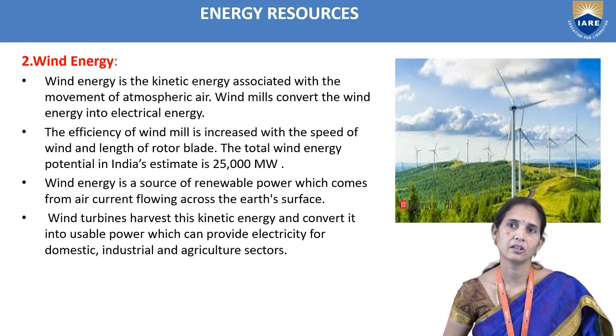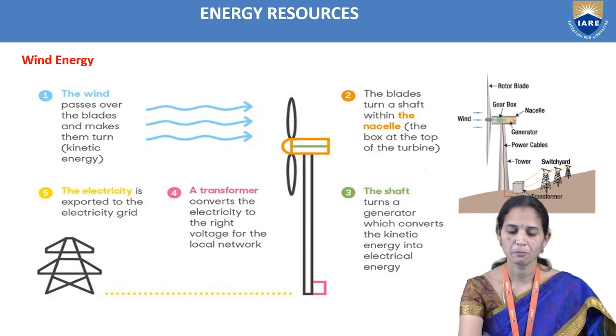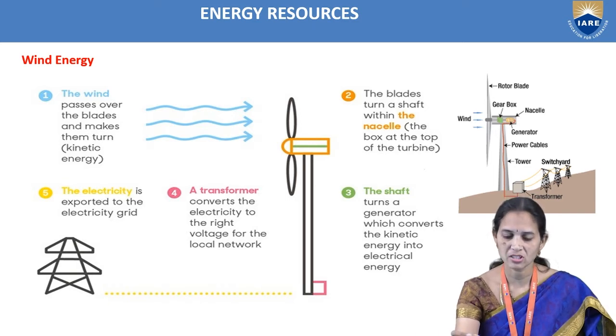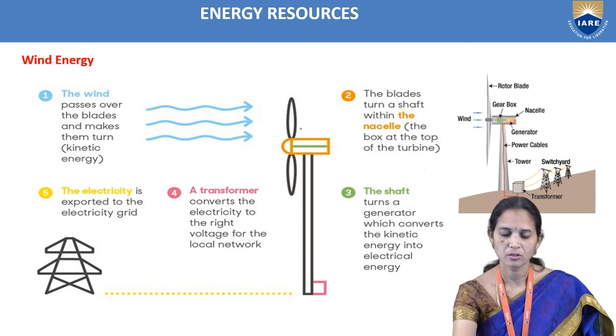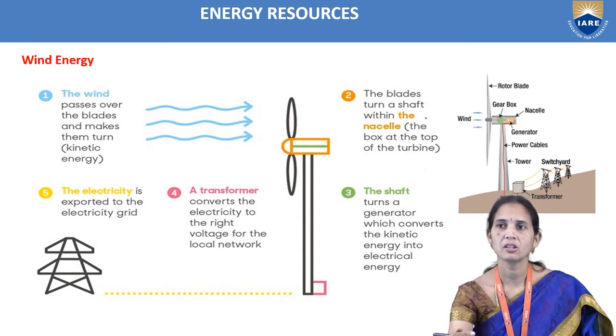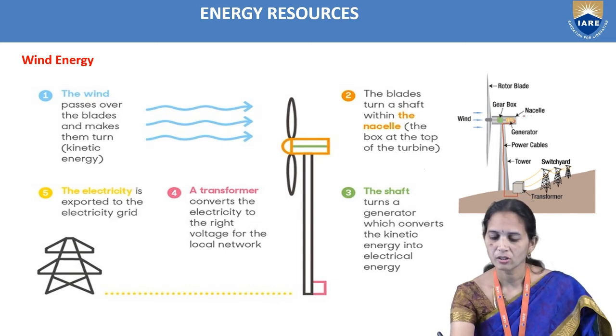So we can see in this diagram very clearly that the wind passes over the blades and makes them turn. So we are passing the wind over the blades. The blades turn a shaft. We can see the shaft here. The blades turn a shaft within the box at the top of the turbine.